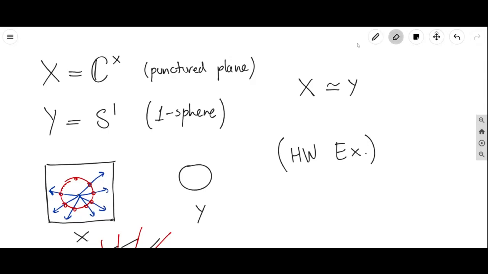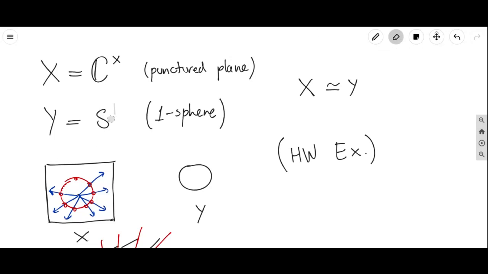Now, these spaces are not homeomorphic. If you want to challenge yourself to see how well you understand the material, you can pause this video for a moment and try to think of a reason for why these two spaces are not homeomorphic. What is the reason here for why they're not homeomorphic?